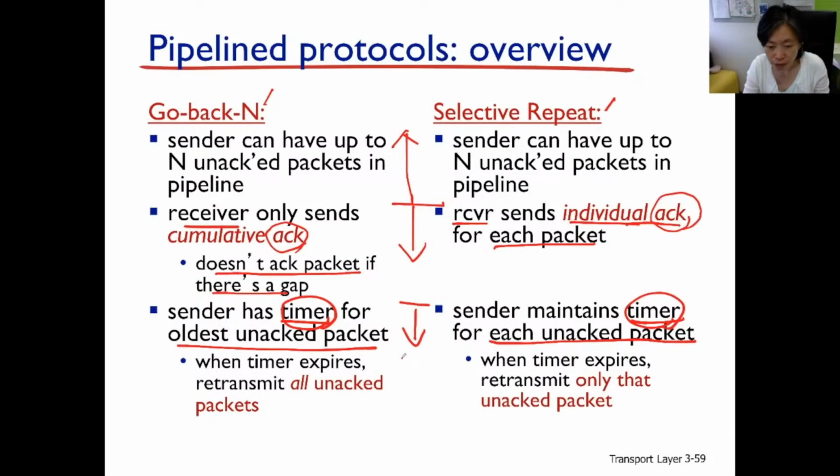And the last difference is this. For selective repeat, when the timer expires, the sender only retransmits the unacked packet. So if the timer is for sequence number 10, then it only retransmits packet 10. But in Go-Back-N, when the timer expires, it's going to retransmit from that oldest unacked packet, so all the unacked packets from the oldest one to the newest one. Each timer is going to trigger retransmission of the rest of the flight of packets.